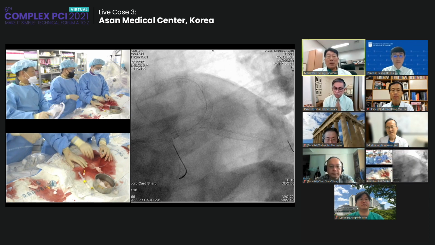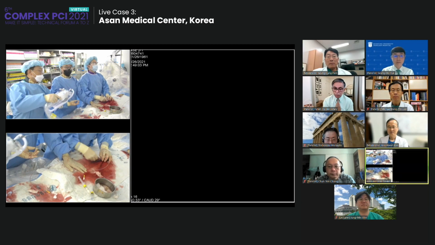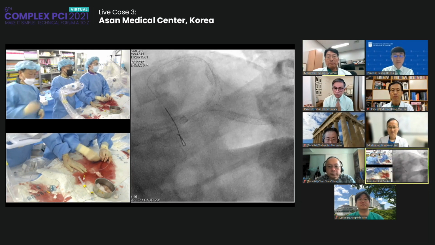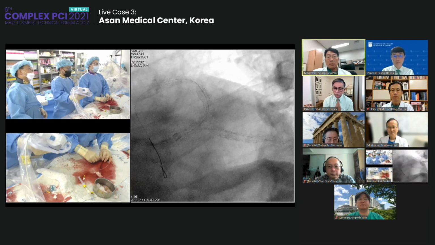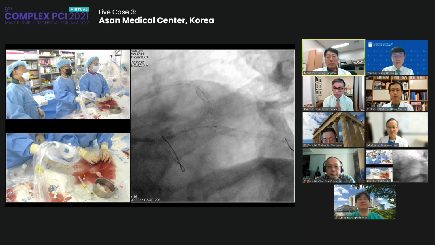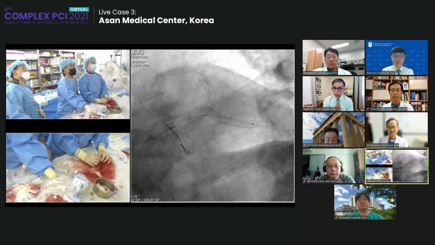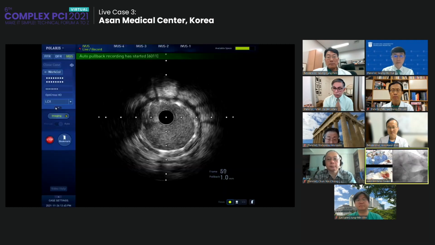All right, okay. Almost there. Yes. This is also part of the circumflex. Yes. Okay, great. Go ahead. Perfect, this is the circumflex.